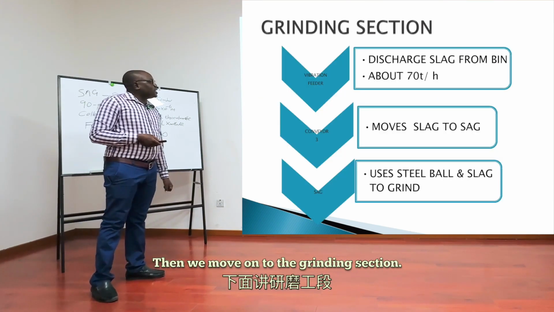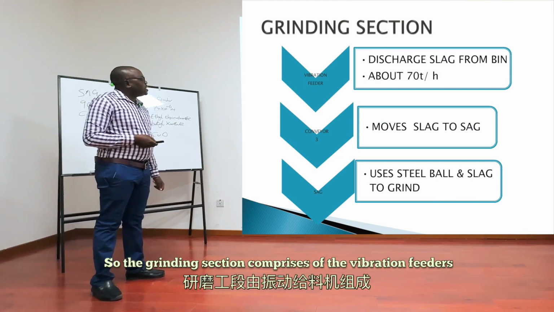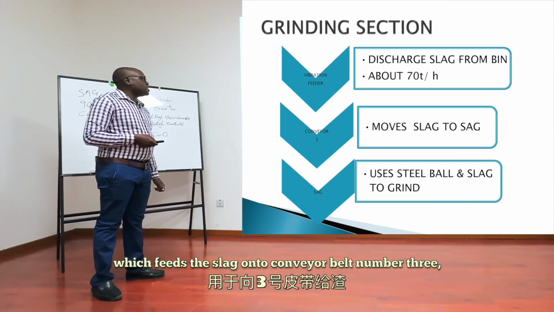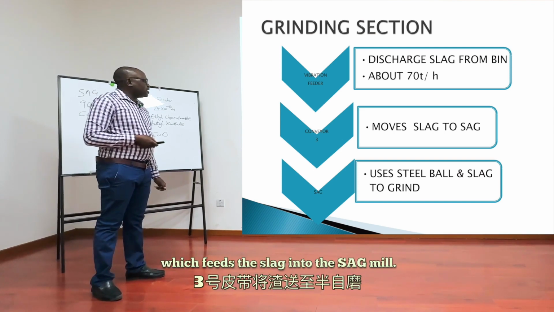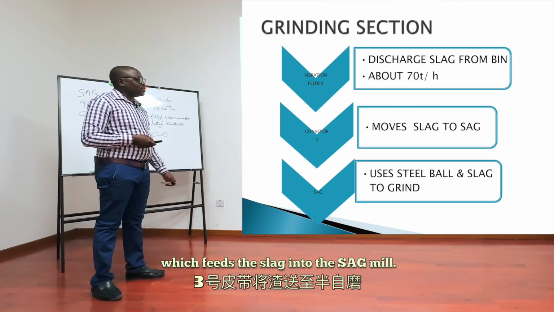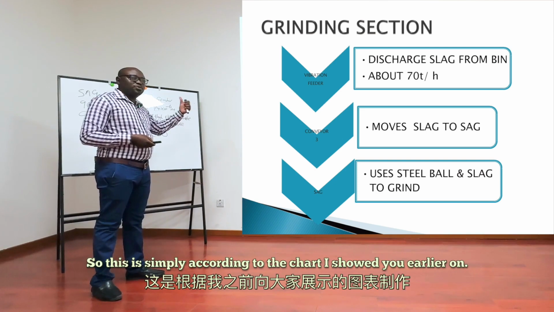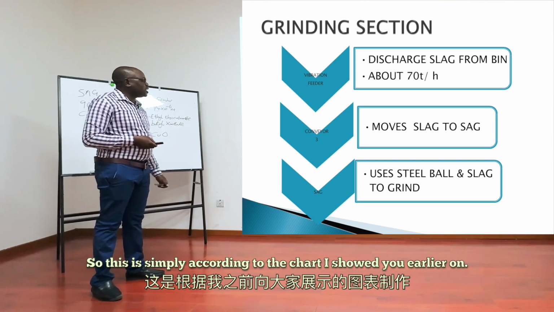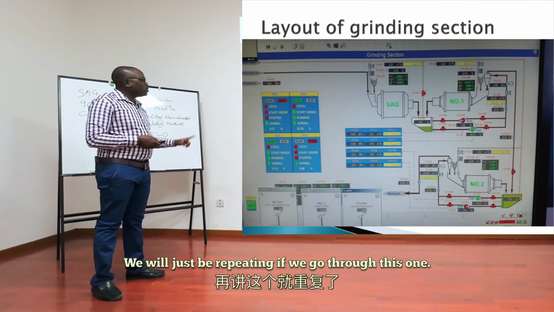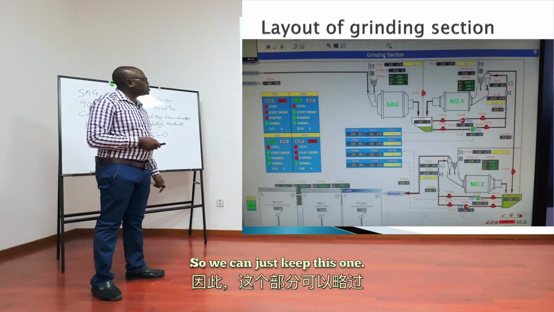Then we move on to the grinding section. The grinding section comprises the vibrating feeders, which feed the slag onto conveyor belt number 3, which further feeds the slag into the SAG mill. This is simply according to the chart I showed you earlier on. We'll just be repeating if we go through this one, so we can skip this one.